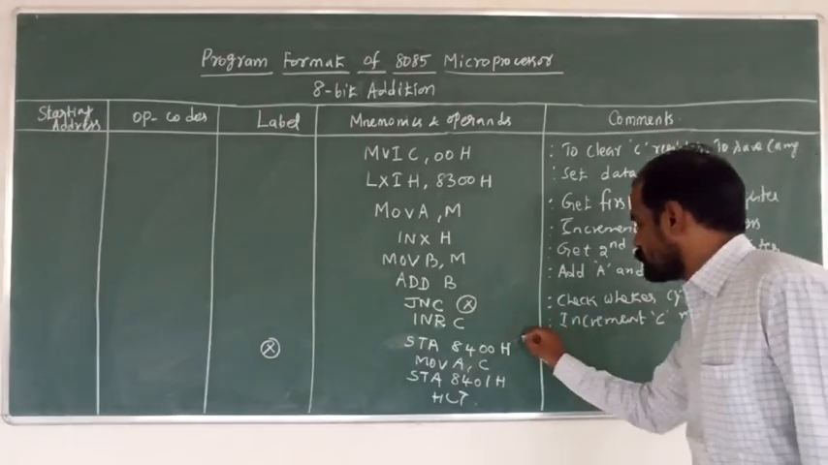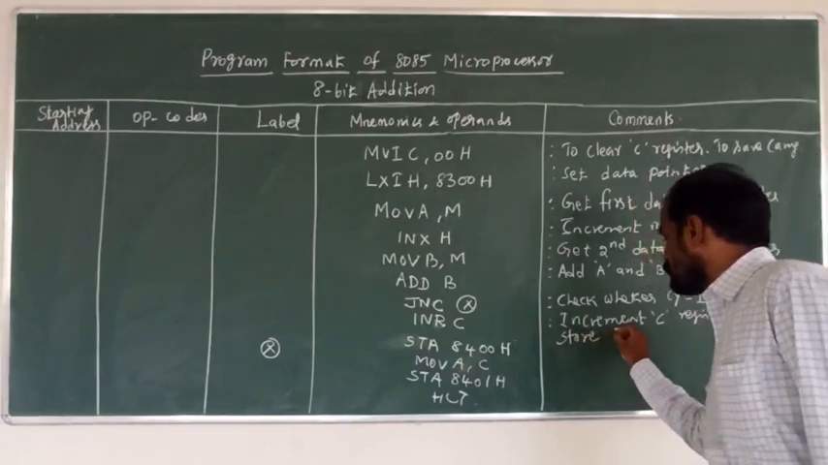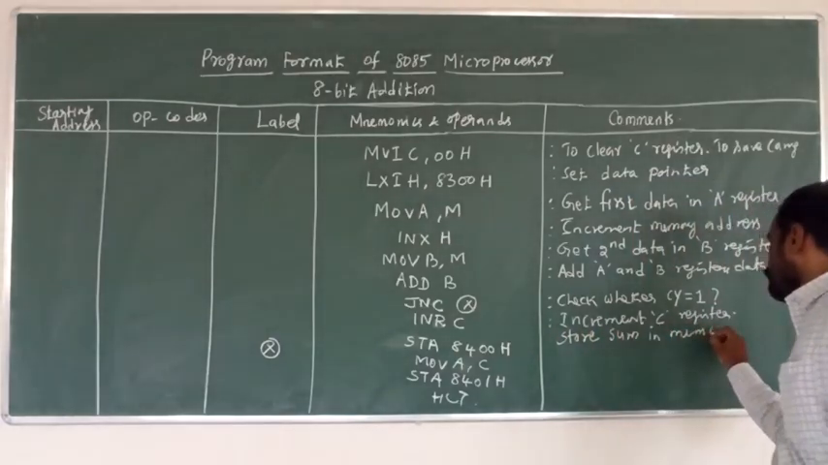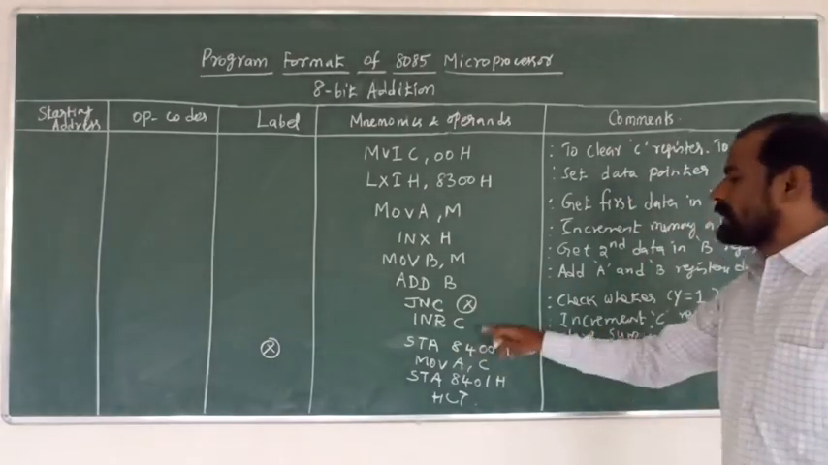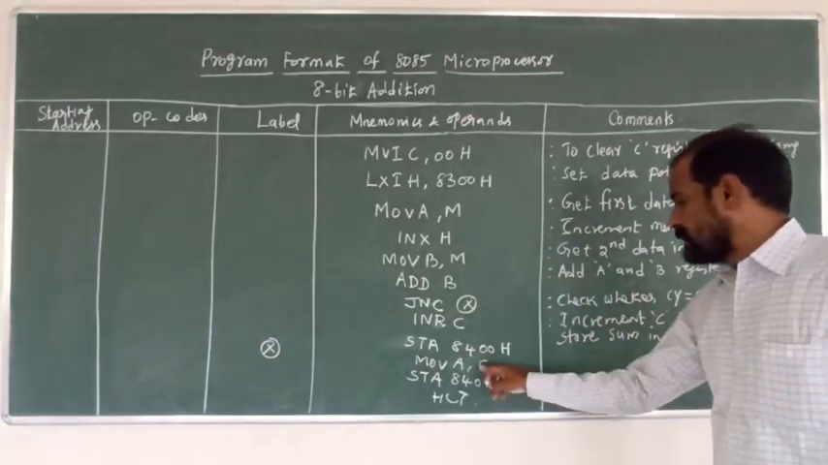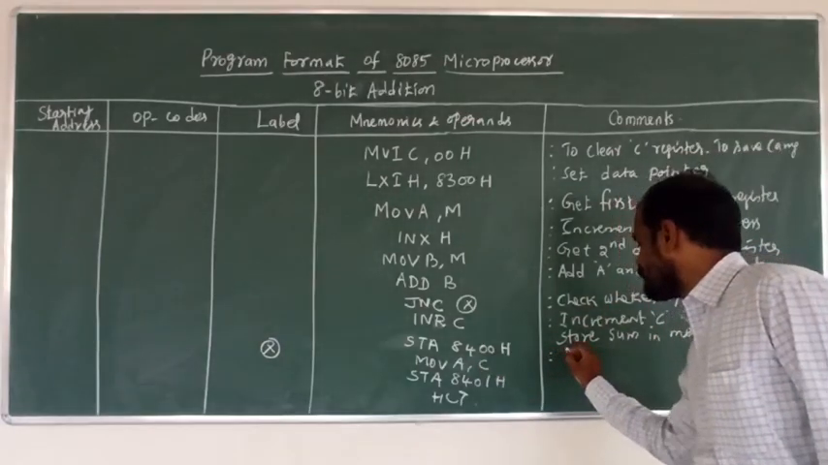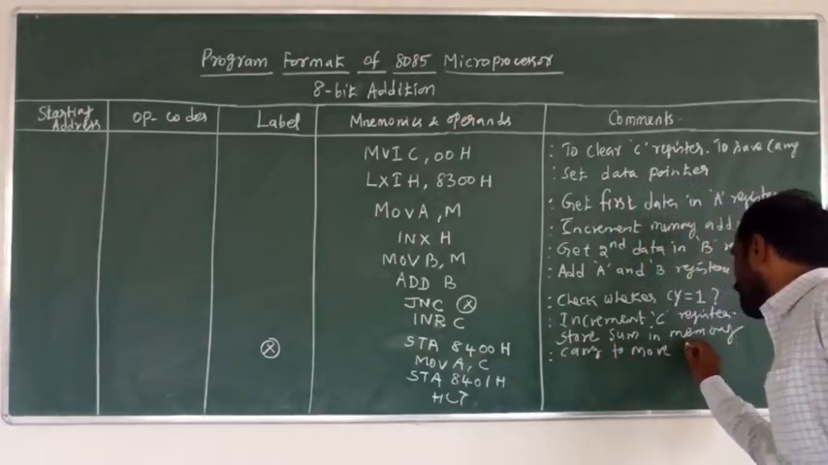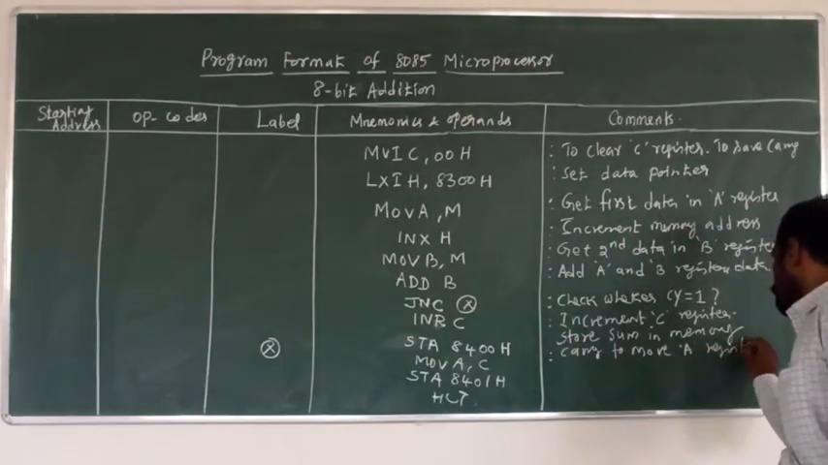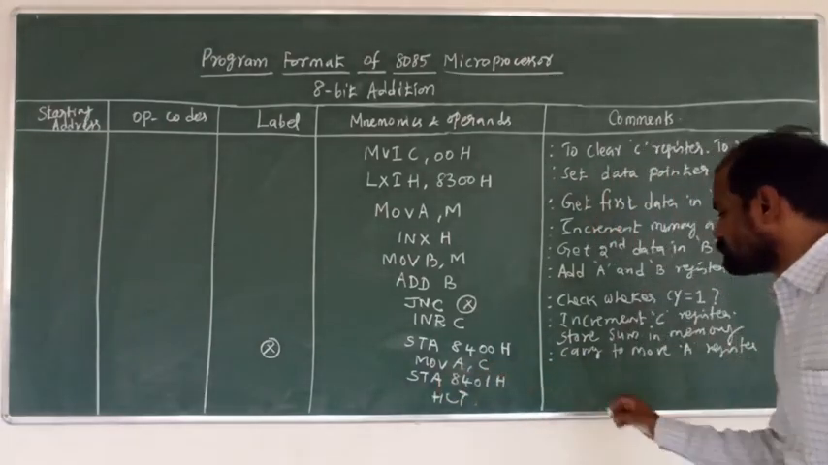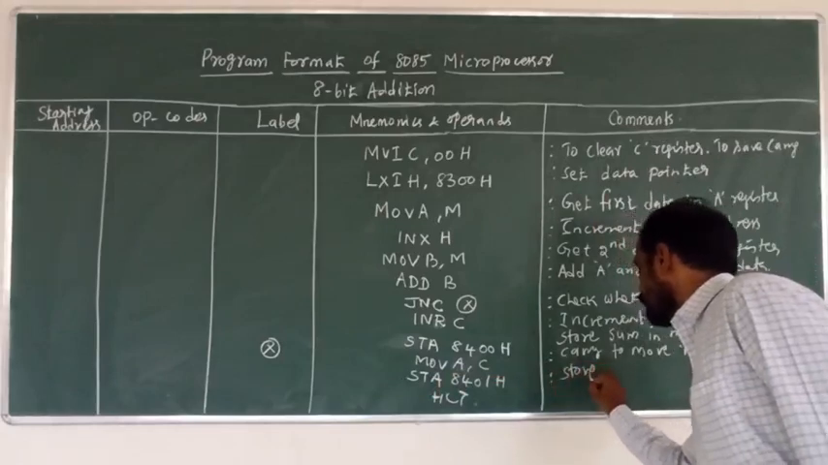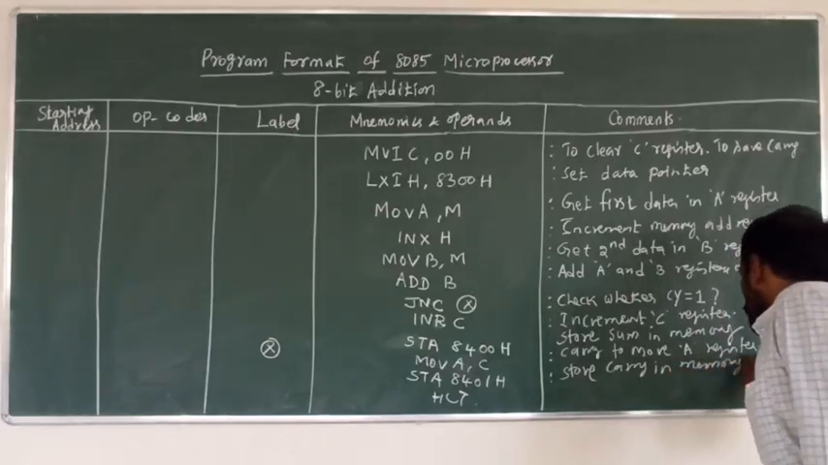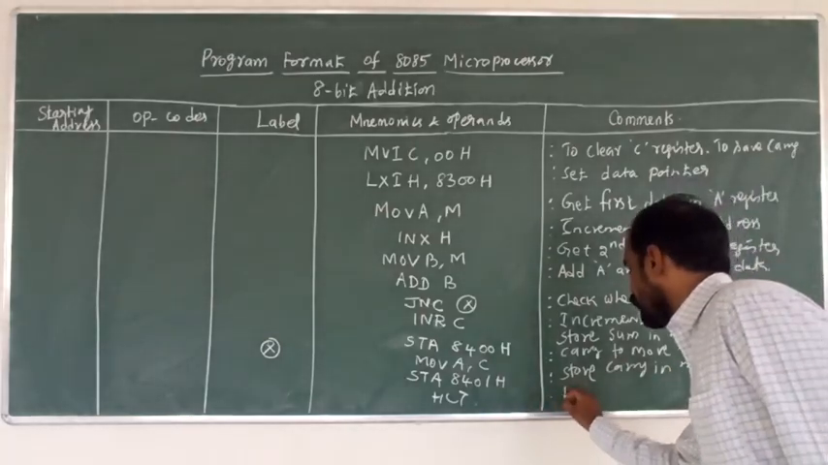Next, store the sum in memory address 8400, and then the carry to move to the A register. Next, store the carry in memory and halt the program.